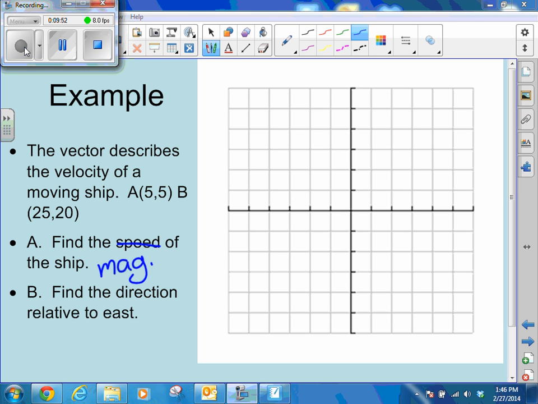Alright, so I'm going to graph this up here. A is at (5, 5). And then B is at (25, 20). Where does your arrow point to? It does point to B. Good. Alright, so then we gotta find the speed. We gotta find the magnitude.